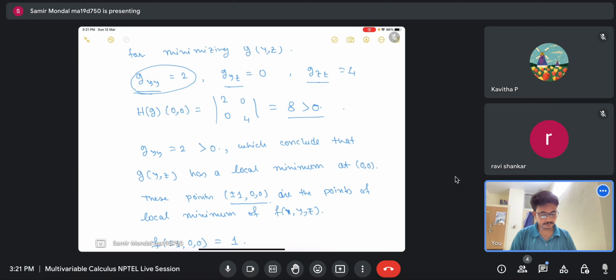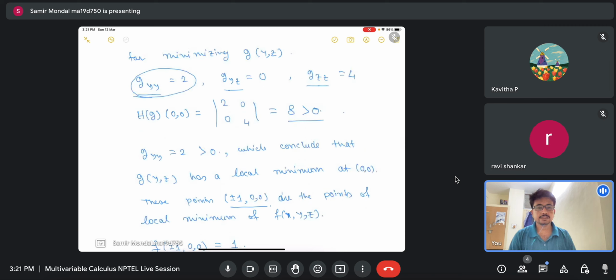Here we are getting the Hessian is positive and your GYY also is positive. So G of Y, Z, this two variable function, has a local minimum at the point 0, 0. It's fine. Then when we look at our main function f, this fully depends on your G of Y, Z.